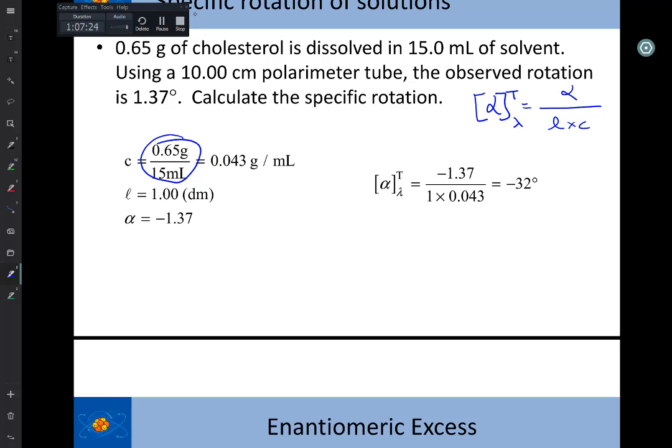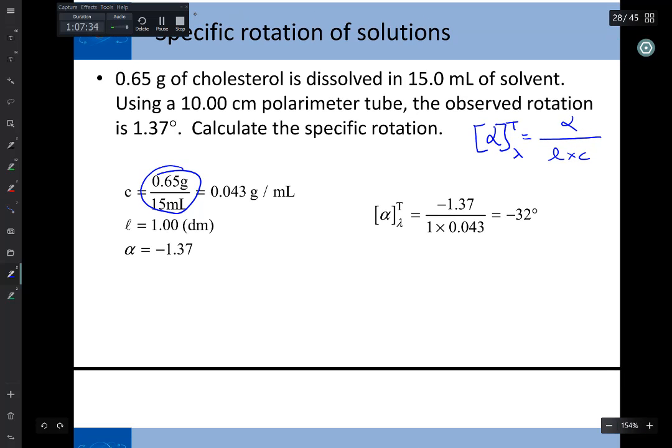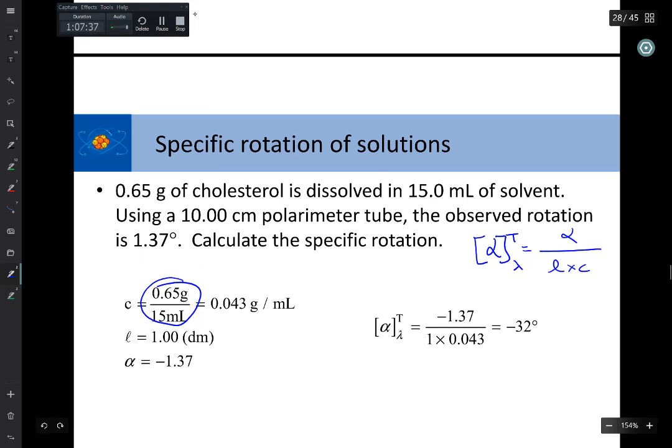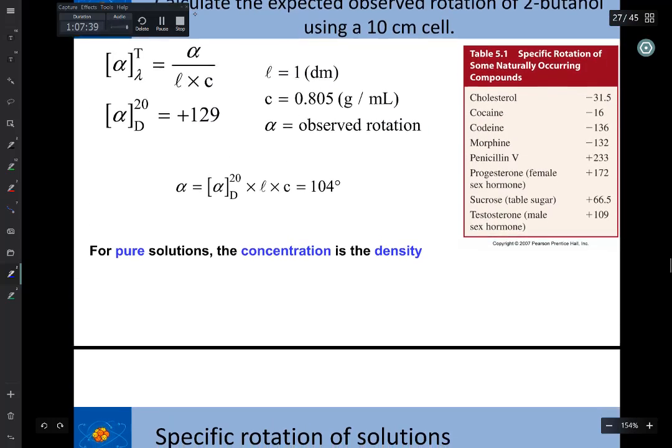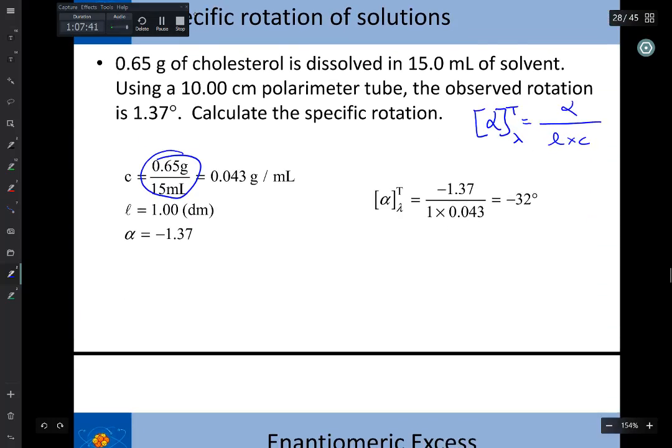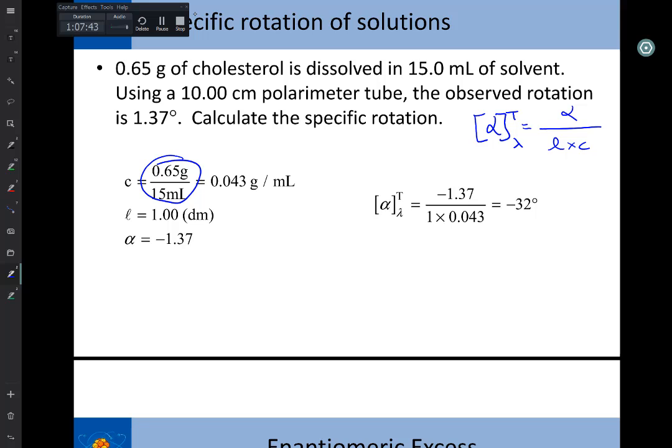Okay, so then you would just go ahead and do the calculation. You would get 32 as the specific rotation. Now, having said that, I didn't give a temperature or a wavelength of light, and I will make a note of that here. Cholesterol is minus 31 and a half, so that would be it.